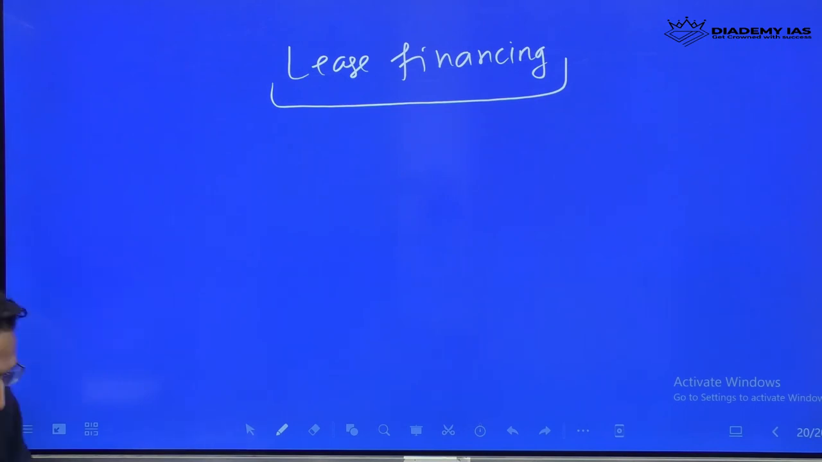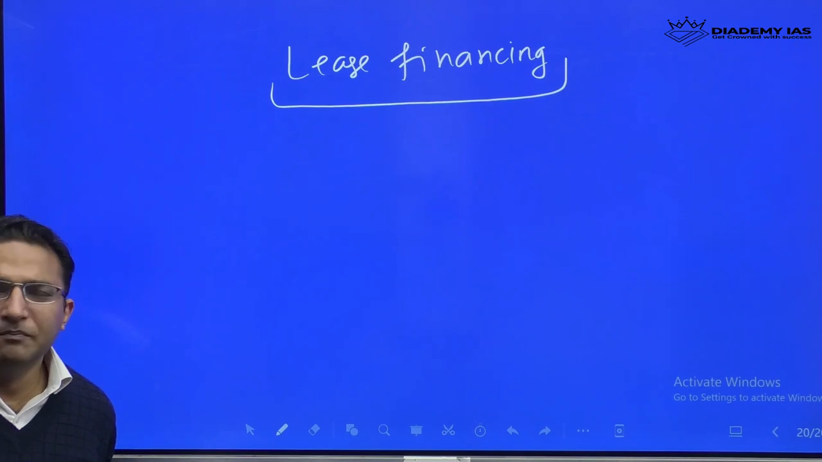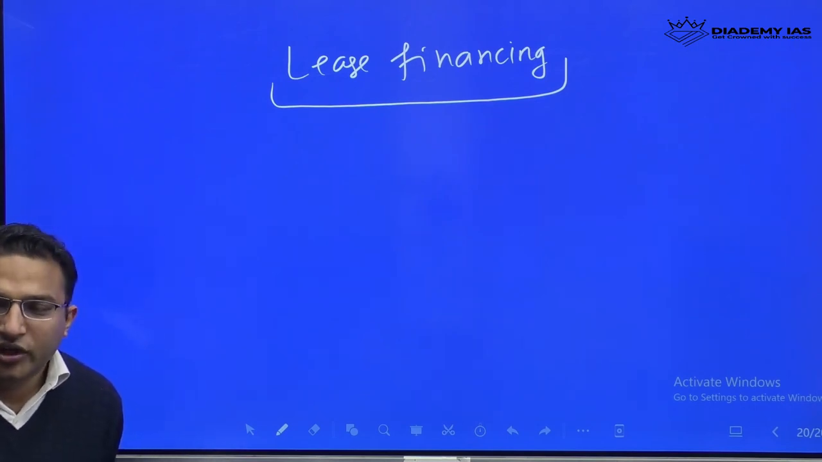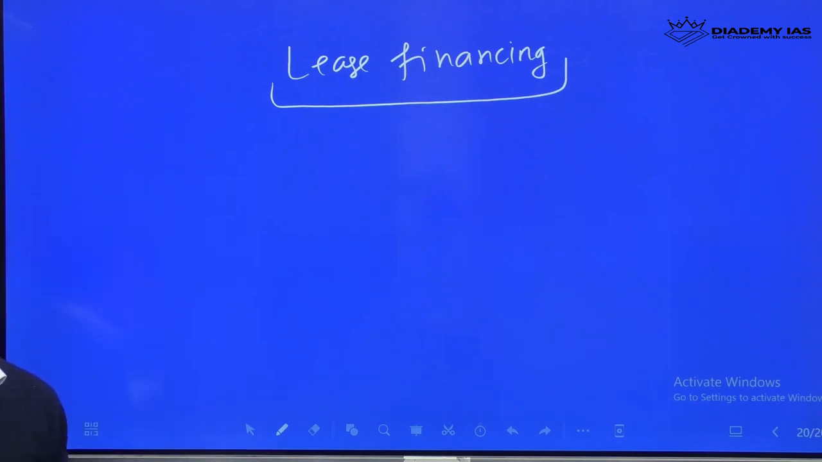Right. Then next is operating lease. And operating lease is a normal lease, where you are giving without transferring the ownership. It is simple, like giving some building on rent, that is an operating lease, or giving some machine on rent, that is an operating lease. Third is sale and lease back.